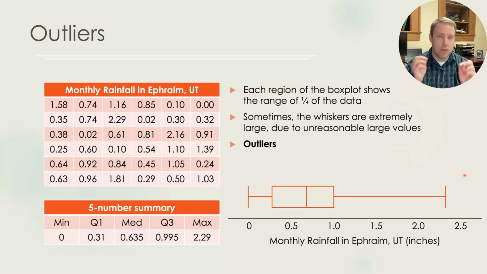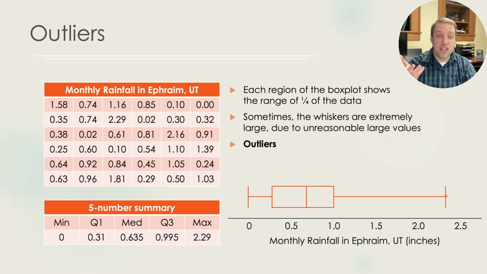However, there's something unusual with this one. Sometimes these whiskers can be extremely large due to unreasonably large values. Now, using our example of monthly rainfall, this makes sense. We generally have roughly the same amount of rainfall month to month, but occasionally we have a month or two where the amount of rainfall is just absolutely enormous. We get a lot more than usual.